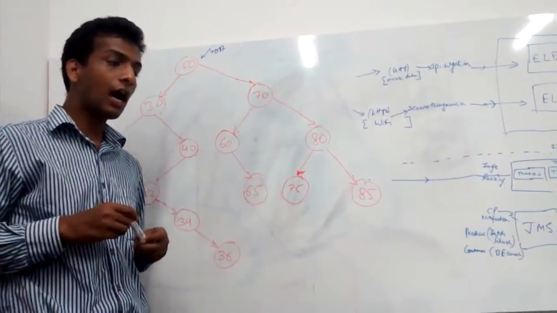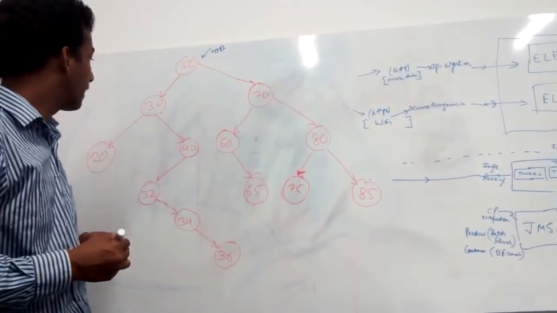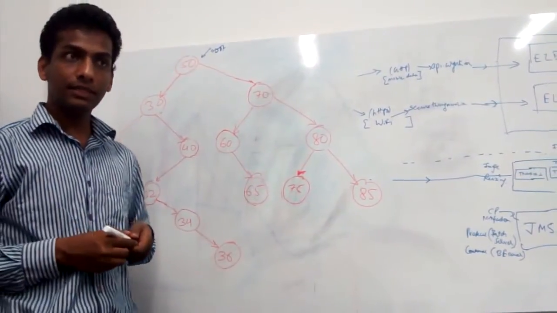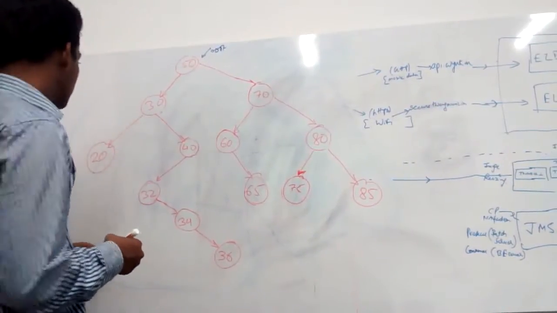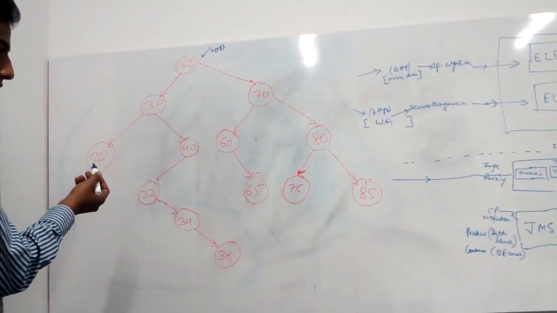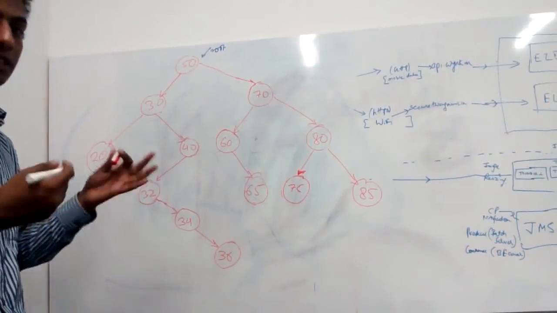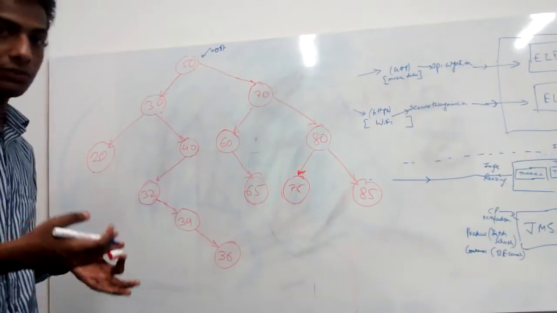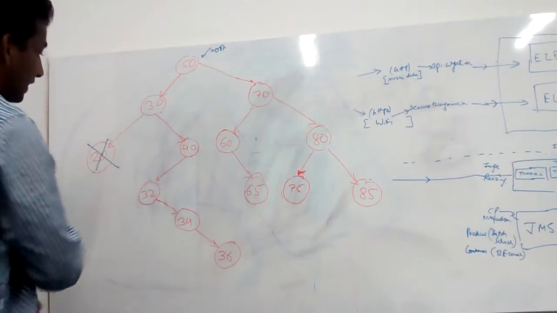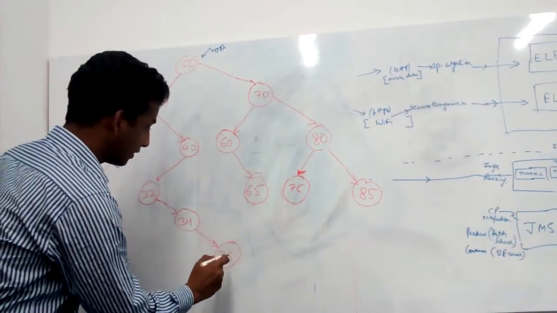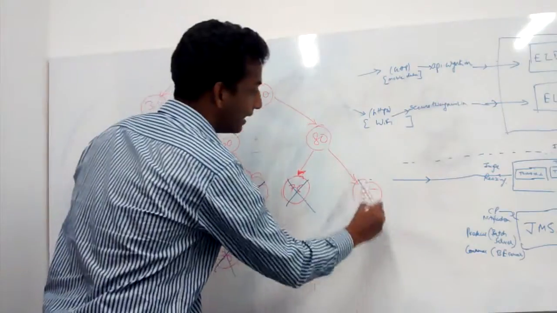Now we have to see how we delete a node from a binary search tree. There are three possible cases. Case one is the leaf nodes. All terminal nodes are leaf nodes, and deleting them is pretty easy. You just traverse to that node, search for it, and remove it. So we can directly remove 20, 36, 65, 75 and 85.